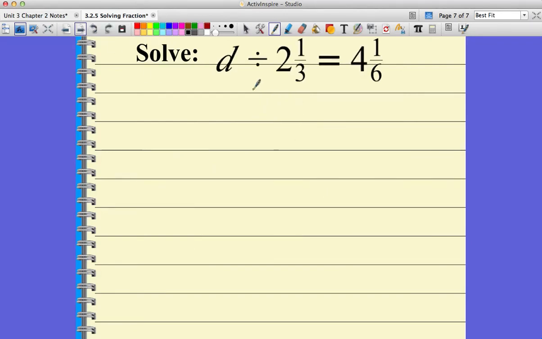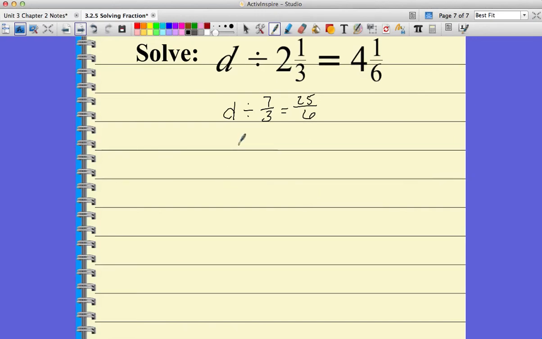For the next problem, you're going to multiply both sides by 2 and 1/3. Now remember, when you multiply, you do not have to flip and do the reciprocal, but you do have to change it to make it an improper fraction. So you do have to change these and make it d divided by 7 over 3 is equal to 25 over 6. And actually, why don't you try this one on your own, and when you come back, we'll go over your answer.